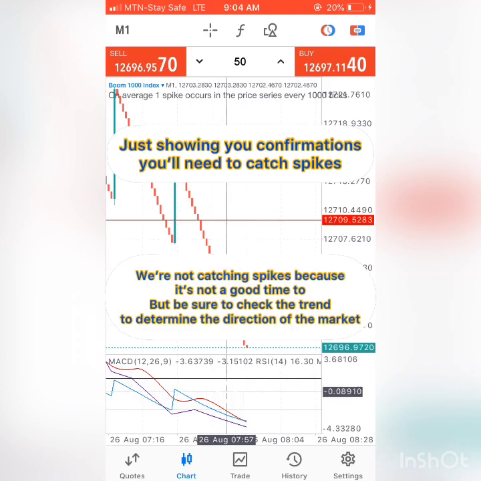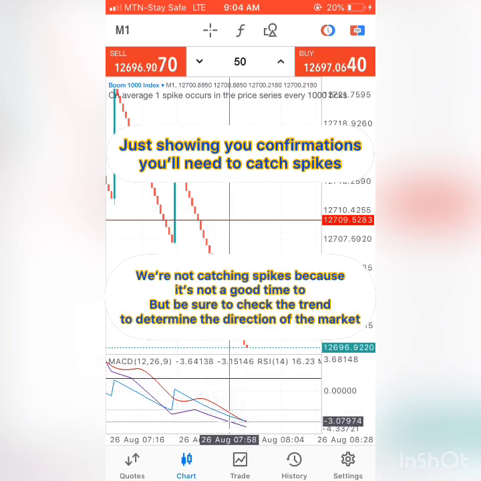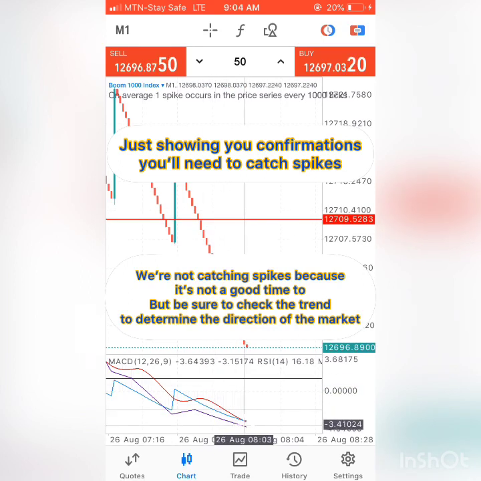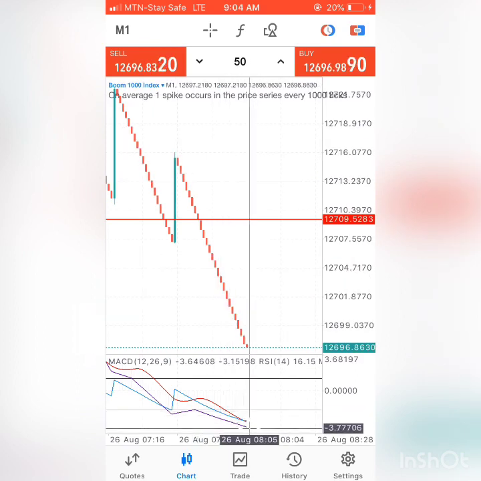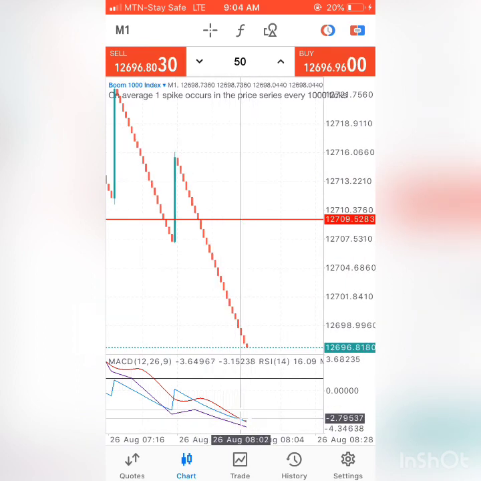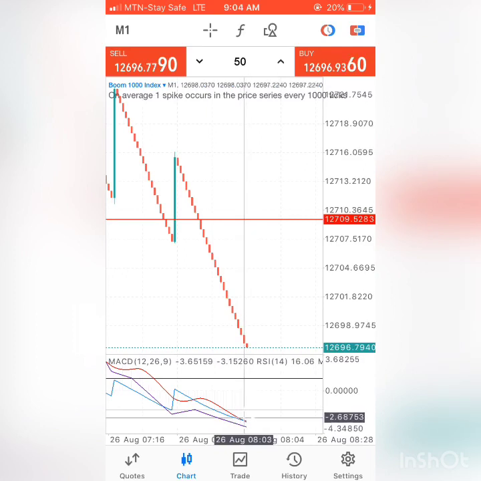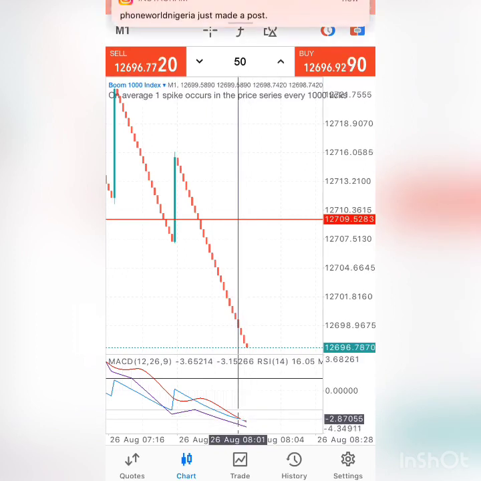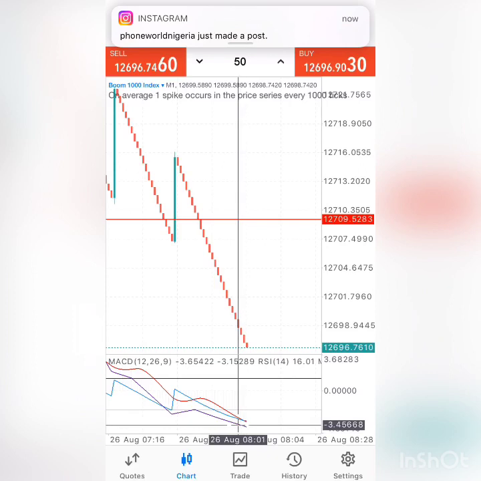Although there's already a confirmation here, which is that these three indicators are all below this level. So that's one of the confirmations. The second one is the crossing of the red line with the blue line. Now the final confirmation will be the red line crossing with the purple line.